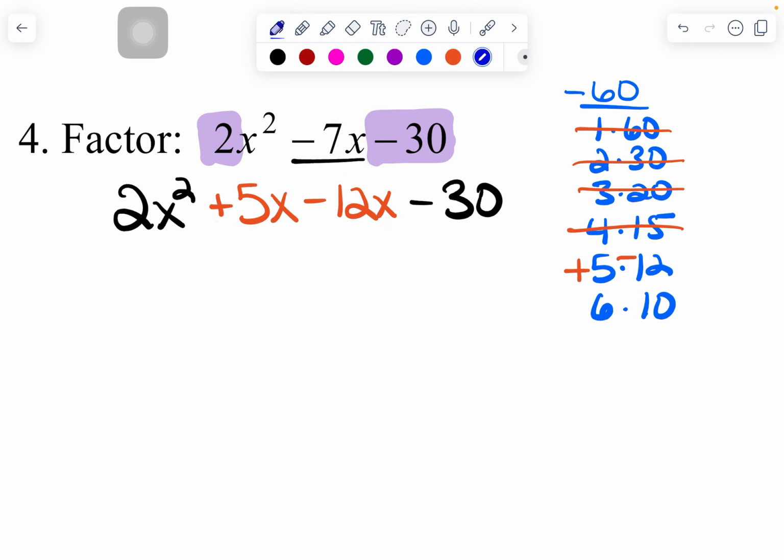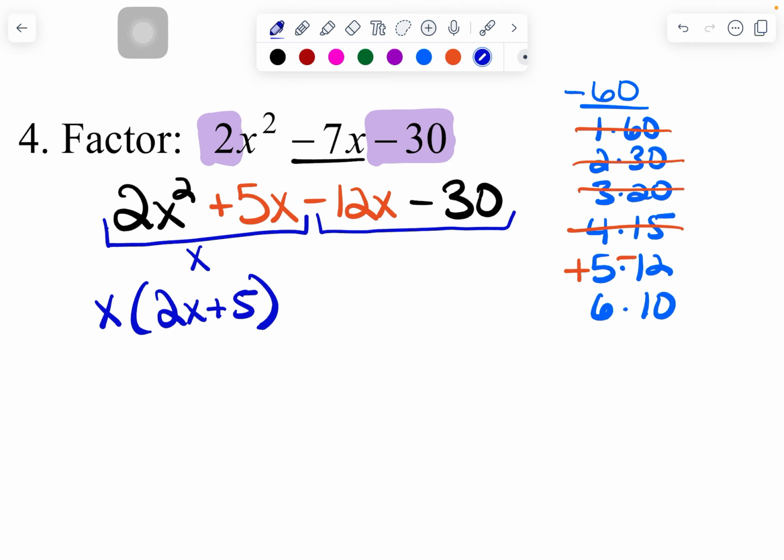Okay, now that you've got the 4 terms, you're going to break it up and you're going to do the GCF of the first 2, the GCF of the second 2, and then the GCF across the entire problem. So what do the first 2 terms have in common? x. That's it. That's all they've got in common. So 2x plus 5 is left over. Okay, next 2 terms, negative 12x minus 30, they both share a negative, right? Both terms are negative, and they share a 6. So I'm going to factor out a negative 6.